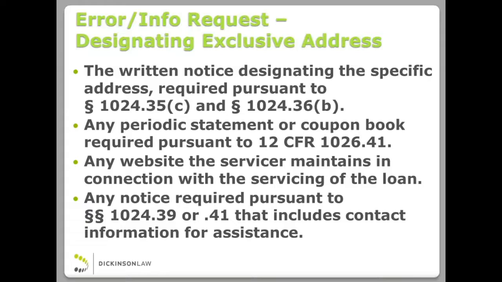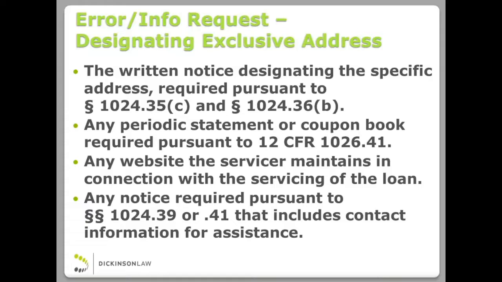exclusive address. What happens when you designate that address? If you tell me, the borrower, that I have to send my error notices or information requests to 123 XYZ Street, if I send it to another location, this regulation is not triggered. It's only triggered if I send it to that designated exclusive address.